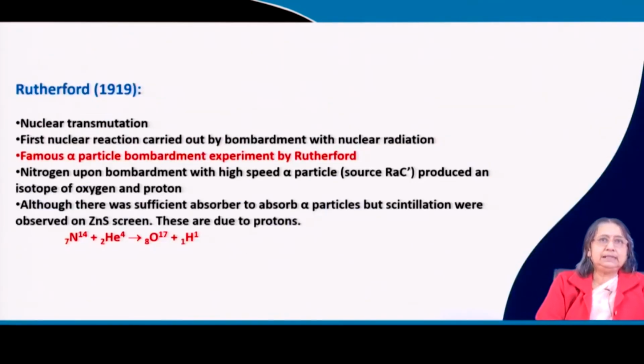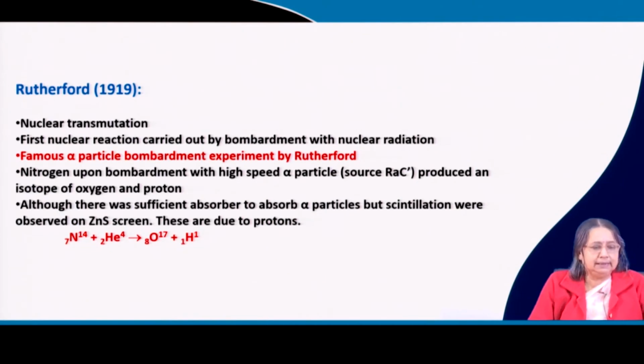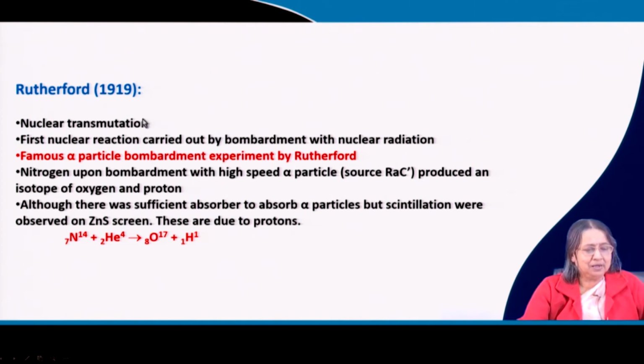Now, this is a very important experiment done by Rutherford in 1919, nuclear transmutation. Nuclear transmutation means some type of reaction by which one nucleus is transformed into another. Previous to this, we did not know that one atom can be transformed into another, but this is the first time Rutherford did it.